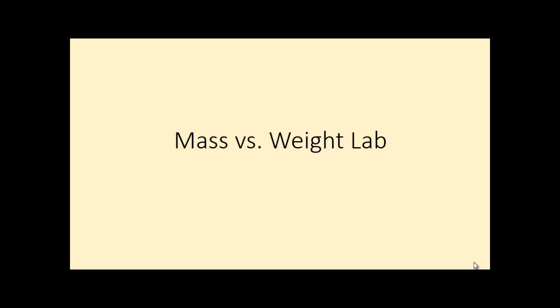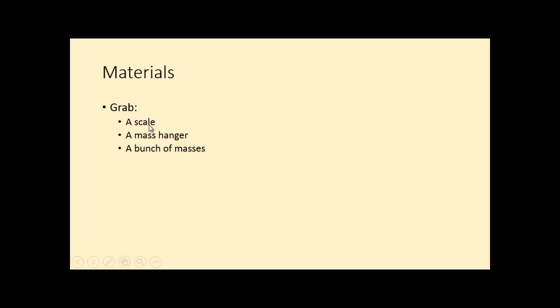You guys still have to do a lab, so I'm going to talk you through how to do the mass versus weight lab. Mass versus weight lab, really straightforward. Here's some stuff that you need for the lab. You need to grab a scale, a spring scale, a mass hanger, and a bunch of masses. All those things are in the back of the room by where the fire extinguisher is and the printer.